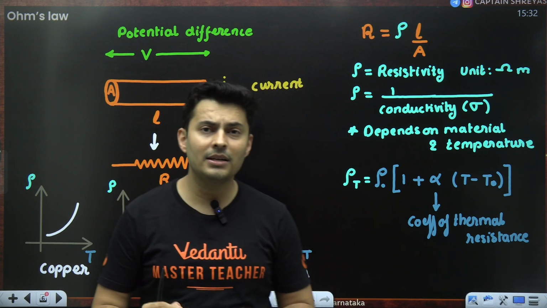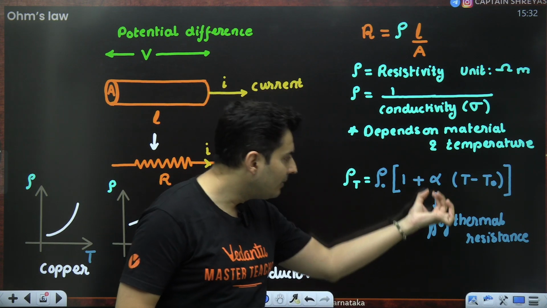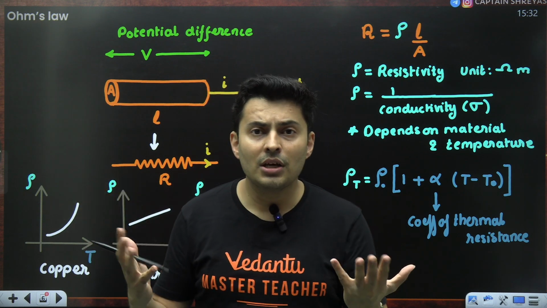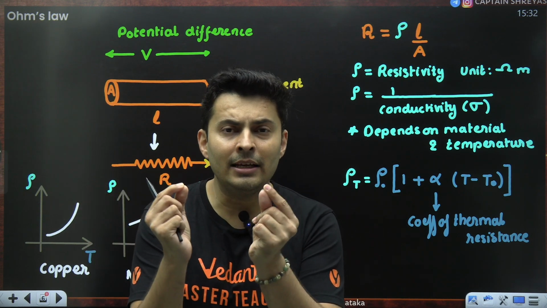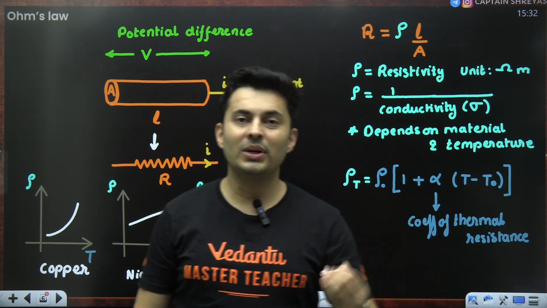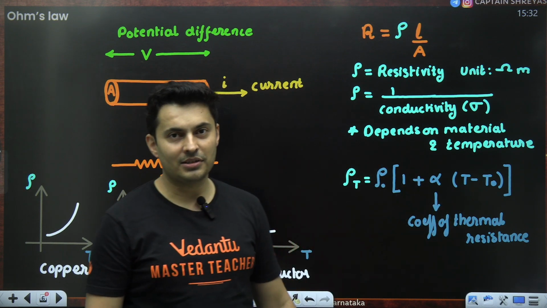So alpha decides how quickly the resistance changes with temperature. There are some elements which change the resistance slowly, so for them alpha will be less. But for others, alpha is more, meaning if you change the temperature even slightly here and there, the resistance will go up or down very quickly. So it decides how sensitive the material is to temperature.